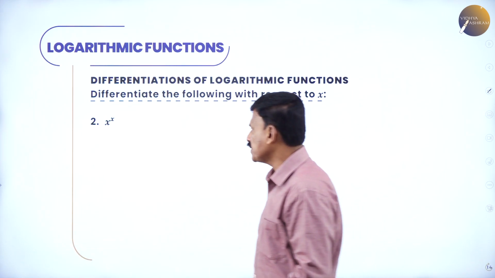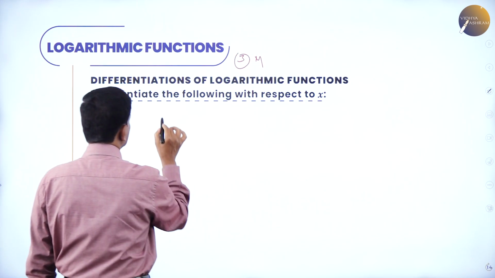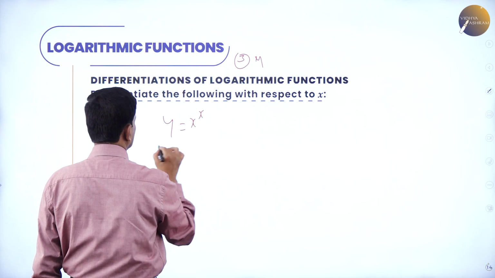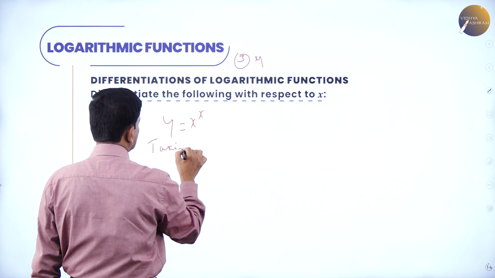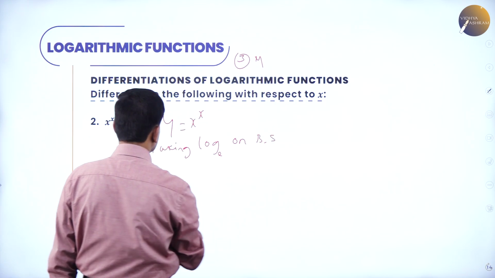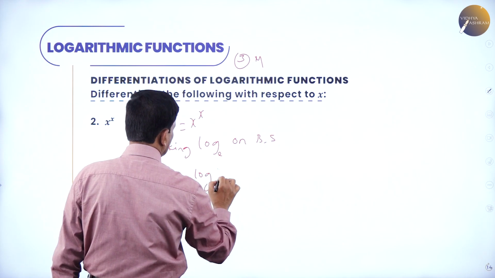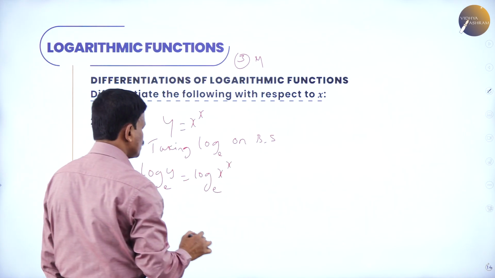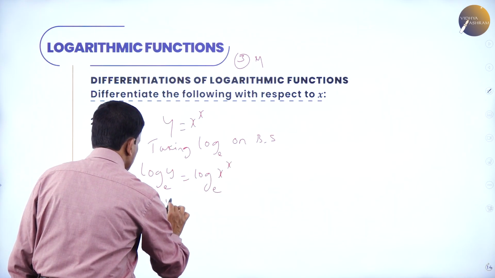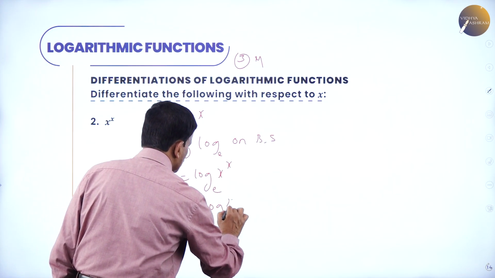Differentiate x to the power of x. This is very important for 3 marks. You may expect one question from this. Let y is equal to x to the power of x, taking log to base c on both sides. Then log y to base c is equal to log of x to the power of x to base c. So this is log m to the power of n is n log m, x log x to base c.